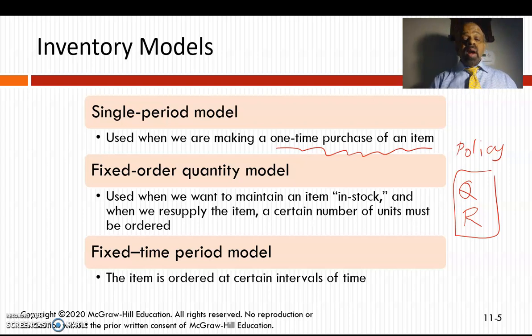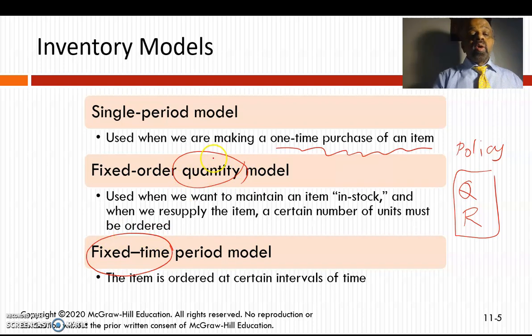A fixed time period model is ordered at certain intervals of time. So this is more like a time period. The other is more like a quantity period. Here we are ordering some quantity, and it can be ordered today, tomorrow, 10 days from now, next month, and so on. But here we are going to order a particular quantity every week. Every Tuesday morning, we are going to be ordering 200, 300, 400, 500 units. So we know the fixed time here, and in the other model we know the quantity. Those are the things that we're going to be looking at. So we're going to be looking at these three different models.